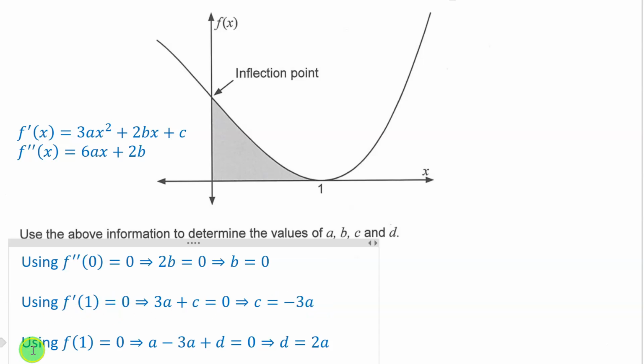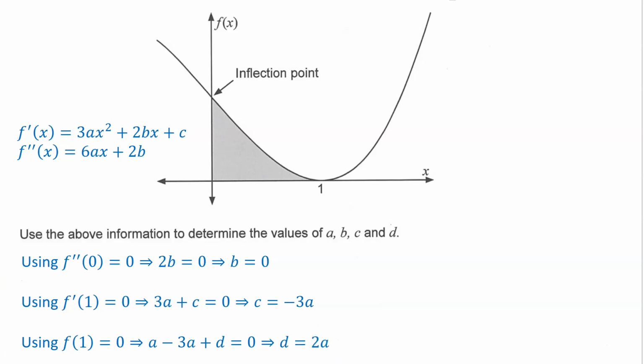And then the last thing we need to use is the fact that we've got the point (1, 0) here. And so we can substitute that into the original equation and get that a minus 3a, which is c, plus d, must also be 0, from the y coordinate at this point. And therefore, we can rearrange it and get that d is equal to 2a.